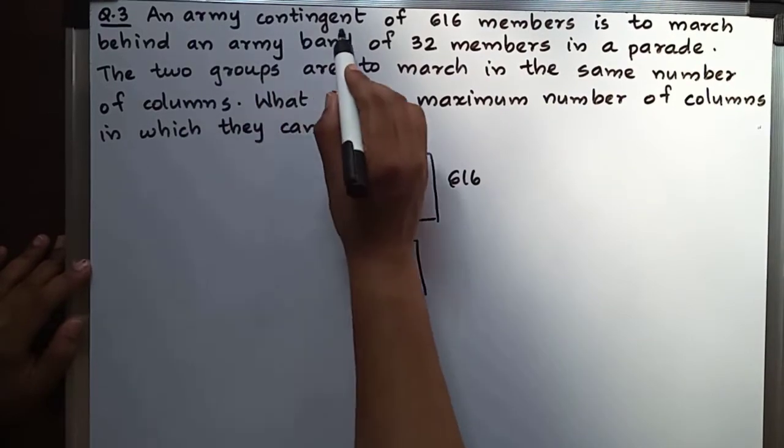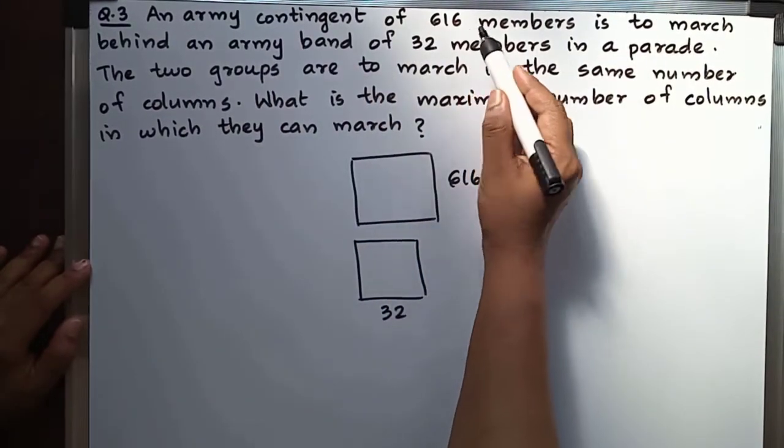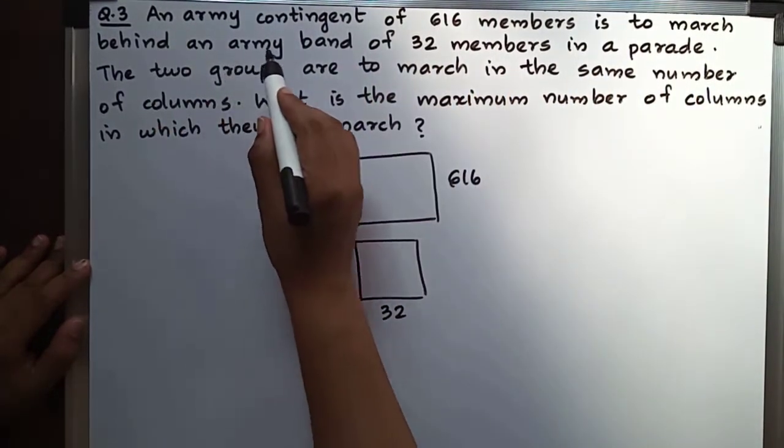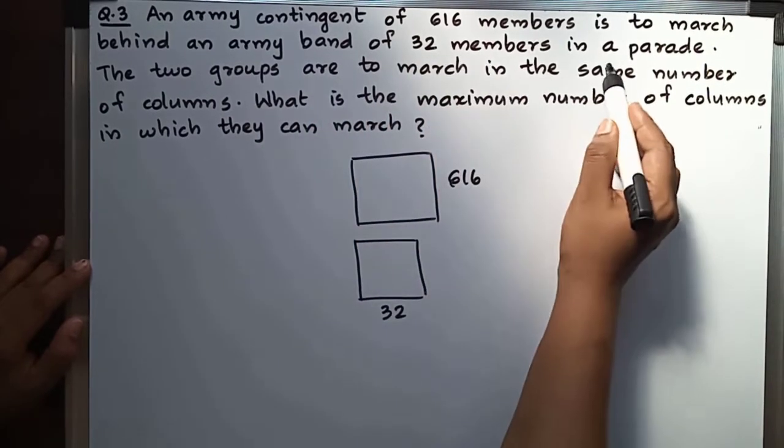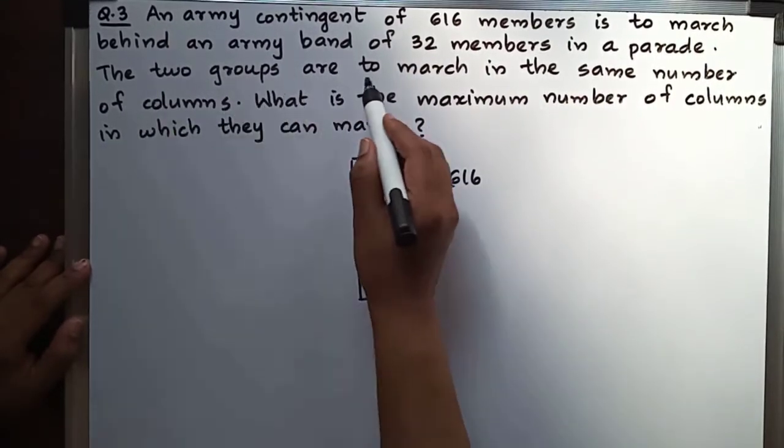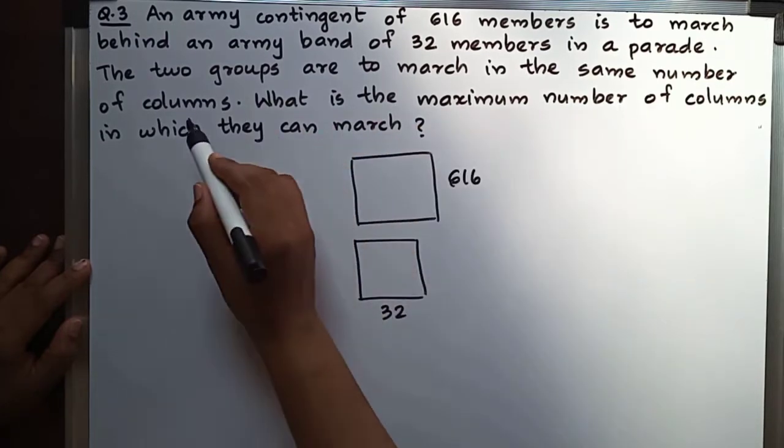An army contingent of 616 members is to march behind an army band of 32 members in a parade. The two groups are to march in the same number of columns.